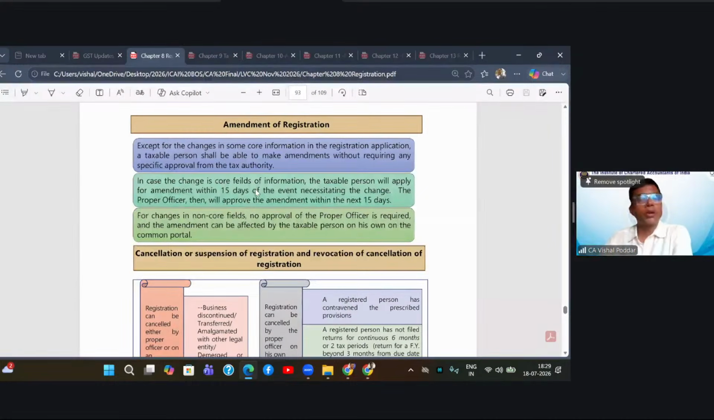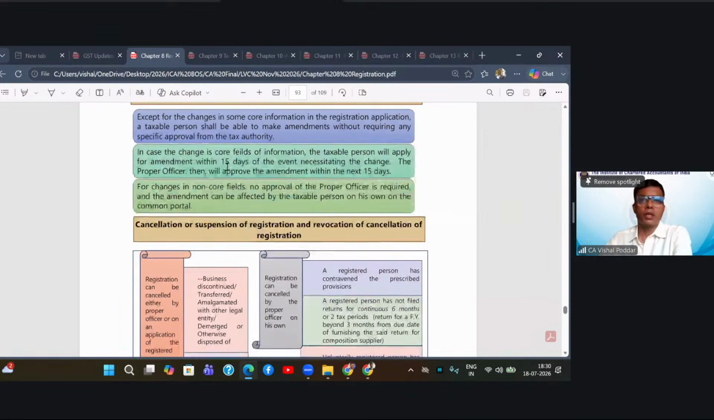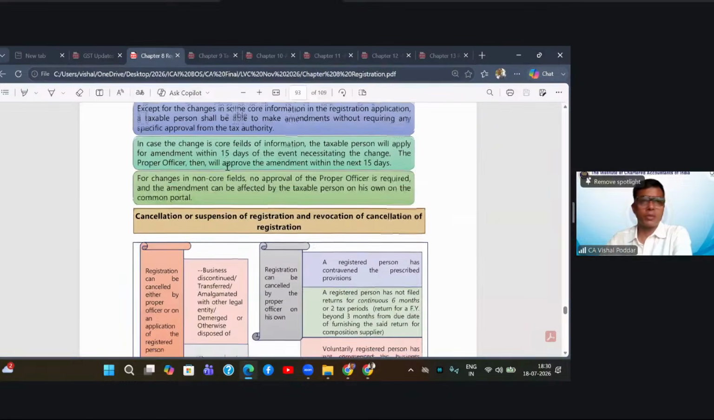Now, once you are registered and you have started a business, it may happen that in future you may require to amend your registration for varied reasons. Now, these reasons are classified into core amendments and non-core amendments. Except for changes in core information in the registration application, the taxable person shall be able to make amendments without any specific approval. So where it is a non-core amendment, you apply for it, and the amendment is made automatically, no officer will be verifying.